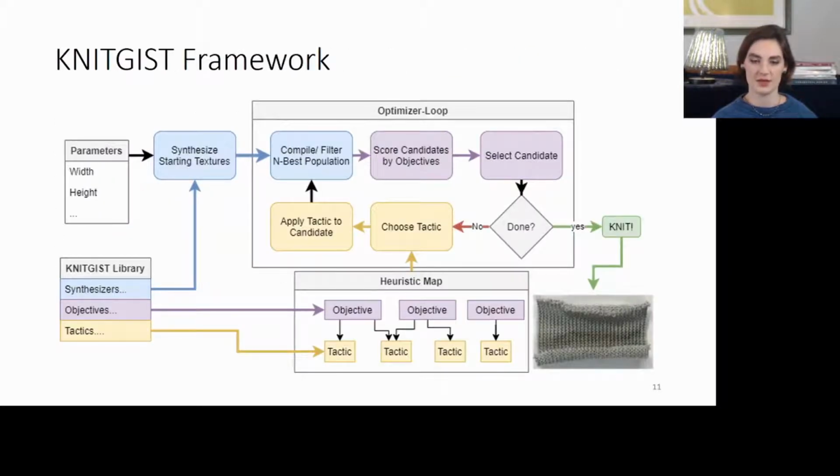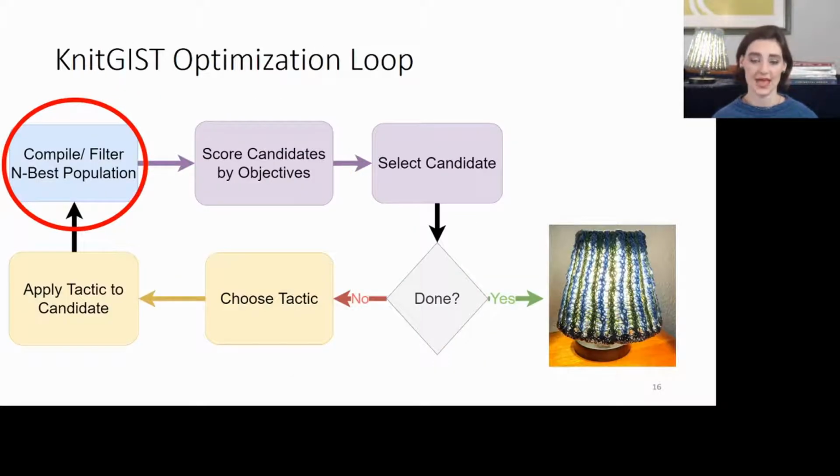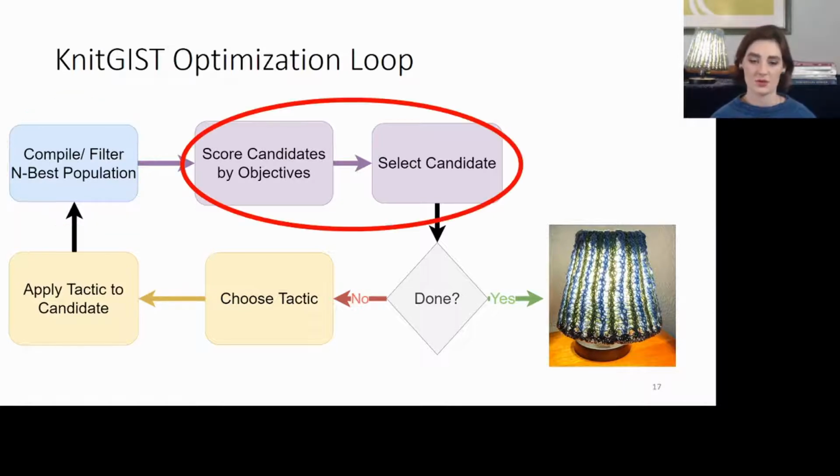The KnitGIST framework consists of a library of synthesizers, objectives, and tactics, which are combined by the programmer in a weighted mapping to create a heuristic map, and the synthesizers generate random textures based off of width and height parameters defined by the programmer. We start the loop with the n-best population of textures generated randomly by the synthesizer. We score each of the candidates by their objectives, and then select a candidate with a bias towards the one that is currently performing the best. This is to ensure that we don't necessarily jump into local maxima with each iteration.